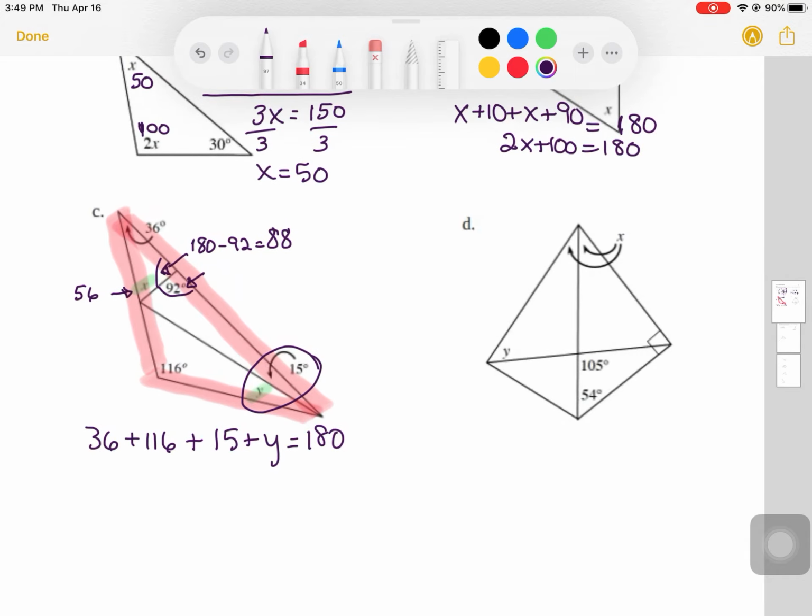Moving on to D, it's a similar type situation. You've got some overlapping triangles here. And in that sense, you have to recognize that you've got a right angle here.